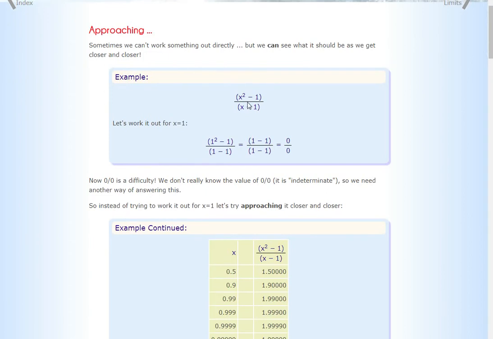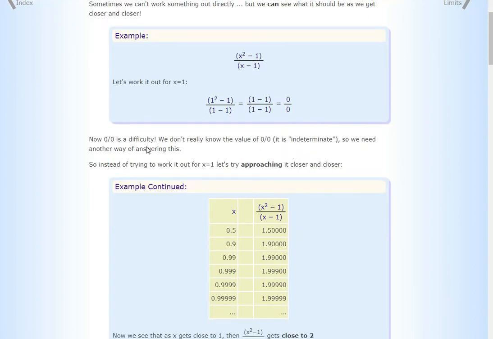Let's look at this example. For x squared minus 1 over x minus 1, if we try to substitute in 1 to work that out, we end up with 0 over 0. 0 over 0 is a special case. We don't really know what the value is, so we say that it's an indeterminate value. So what's the indeterminate value? 0 over 0. Okay, so that's your indeterminate value.